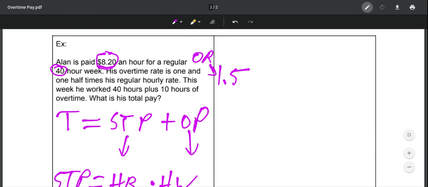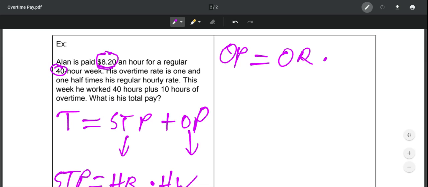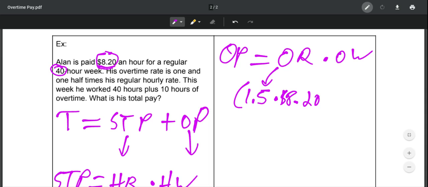Now we're going to look for our overtime pay. OP is going to equal OR times OW. So we'll take our overtime rate times the overtime hours we worked. To find the overtime rate, we're going to have to multiply our regular pay. Since we earn time and a half, we'll make 1.5 times our regular pay, and then we'll multiply that by the number of overtime hours that we worked, which is 10.